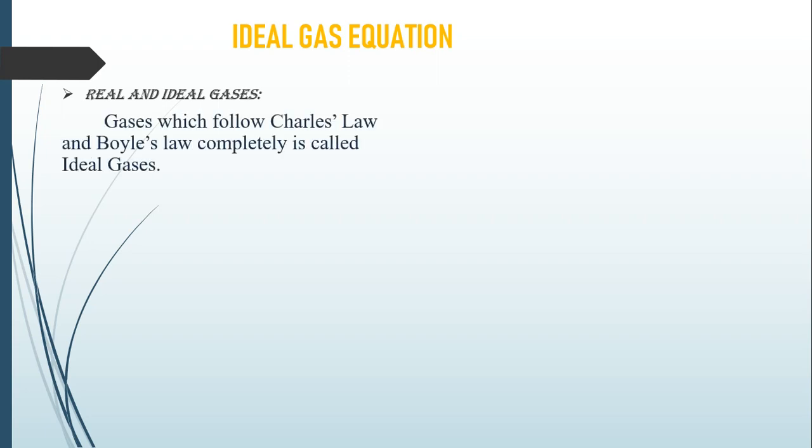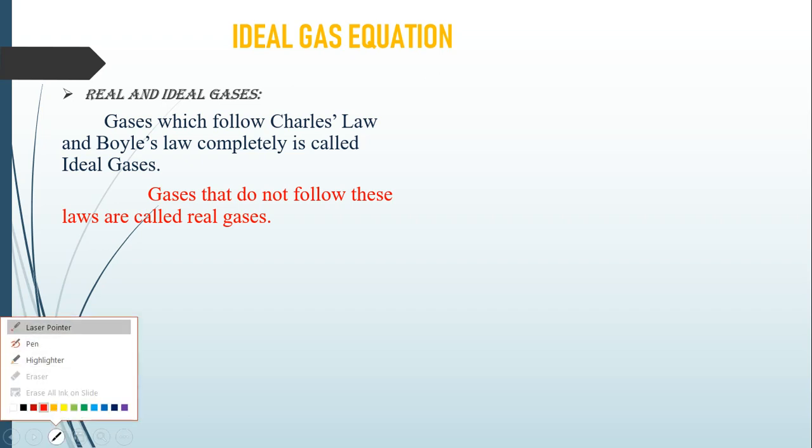So what are ideal gases? Ideal gases are gases that follow Boyle's law and Charles law completely. It's very difficult to find that kind of gas in our Earth's biosphere, and those gases which do not follow Charles law and Boyle's law are called real gases. You need to remember this. You might be asked what you mean by real and ideal gases, so open your textbook and find the actual definition, or you can use the definition that I have given you.